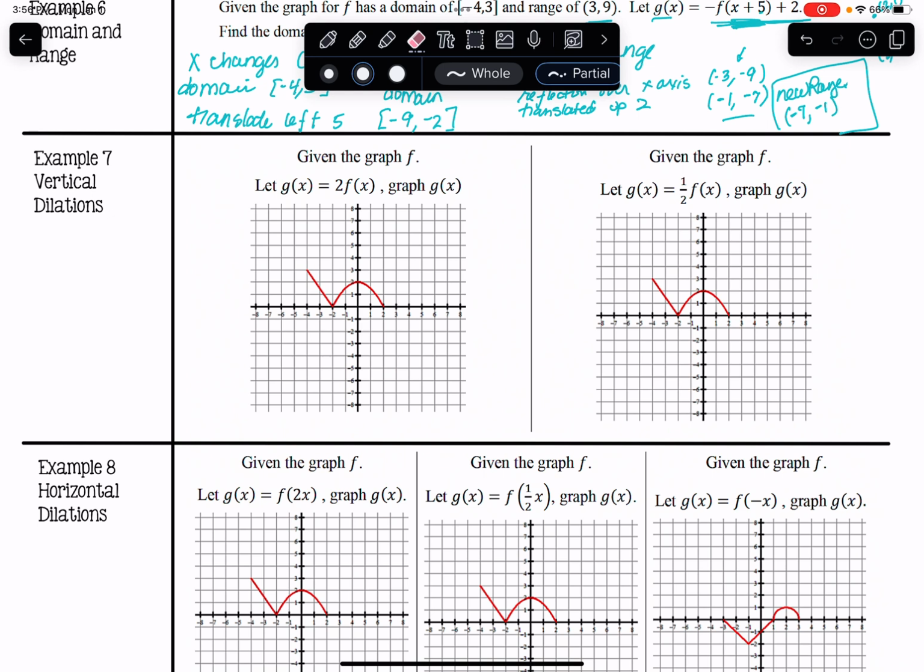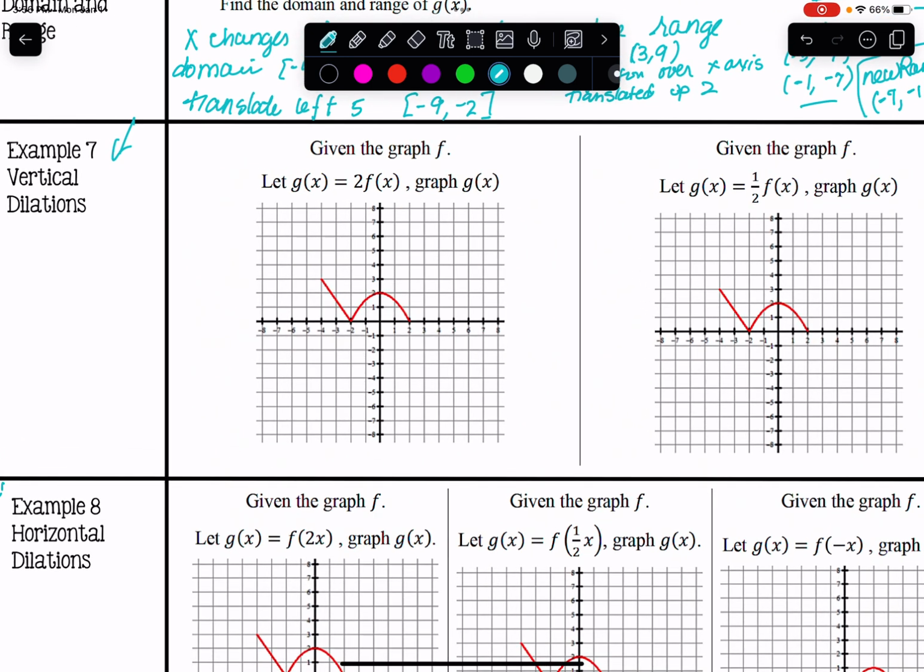Right now, we're starting to look at vertical dilations in your notes. Vertical dilations are a little easier than horizontal dilations, but if you think about a vertical dilation, it's going to stretch or compress the y. So we'll work through some of the examples.